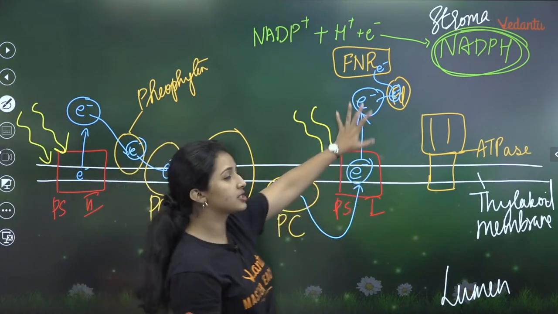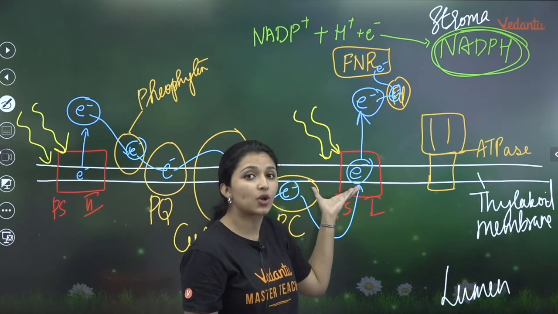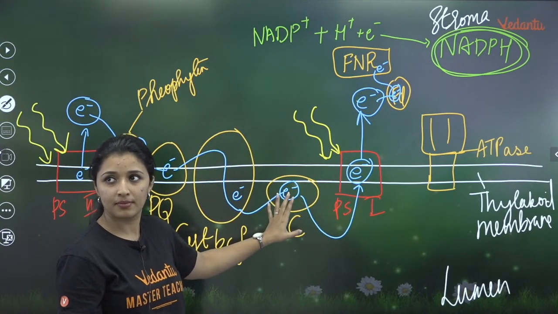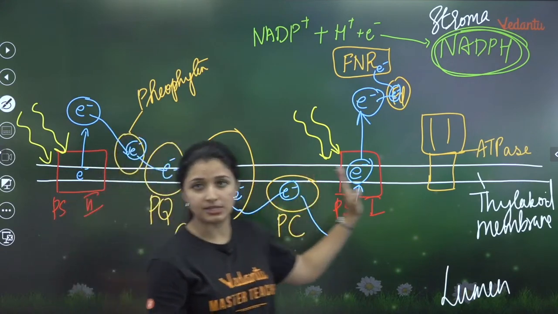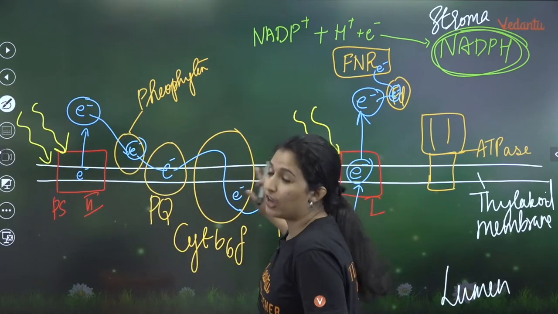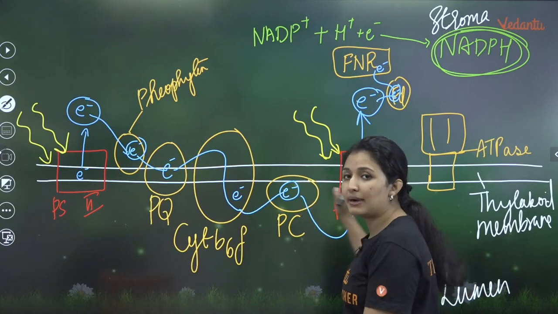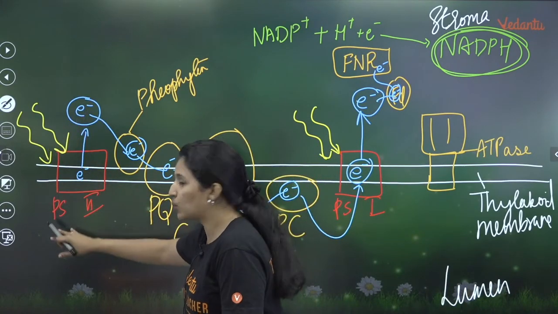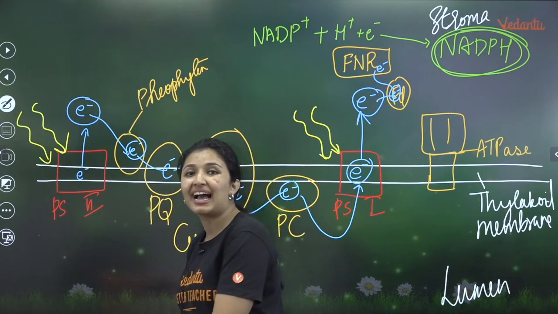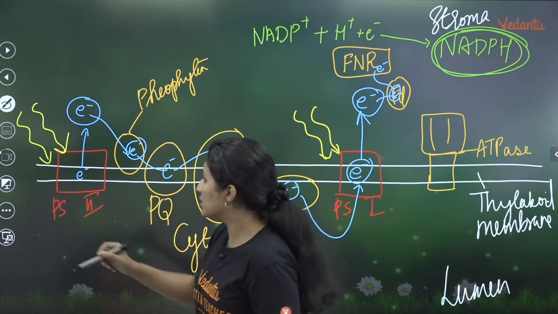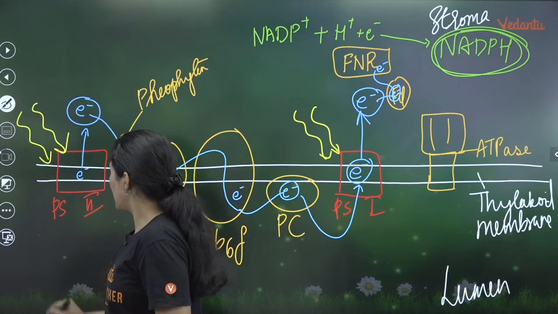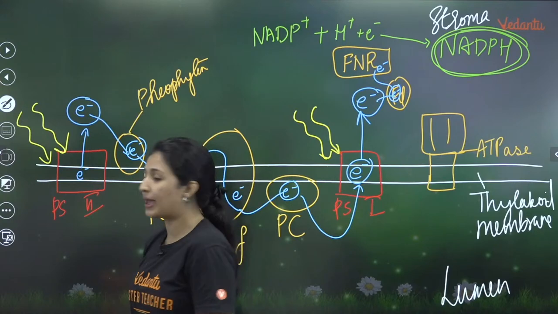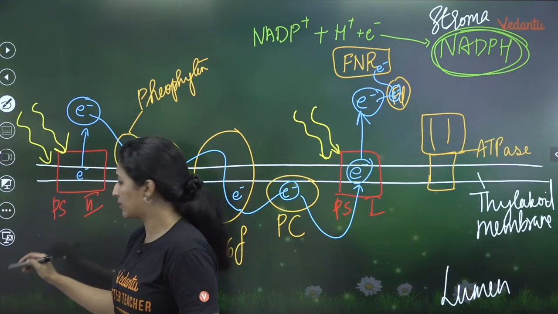It lost the electron, so now this guy requires the electron. So it is given by somebody else. PS2 also requires it, no? Because right from the beginning, PS2 is only giving the electron. Now somebody has to give electrons to PS2. That is where we have our water, splitting of water, called photolysis. Very good. Photolysis of water, splitting of water happens.